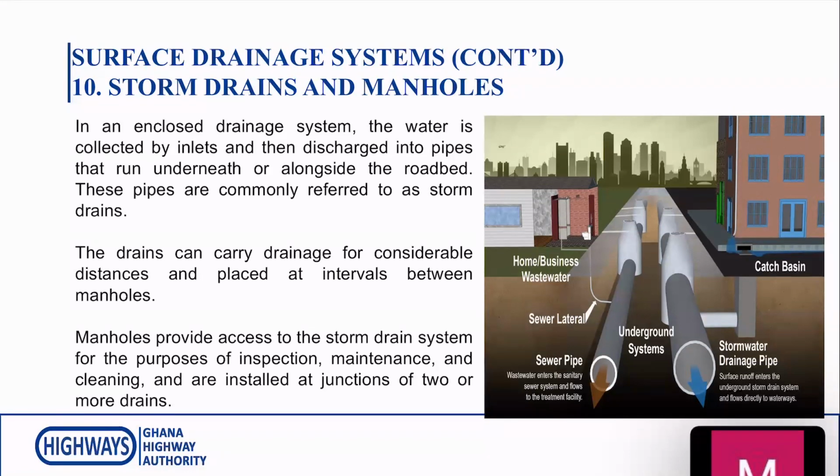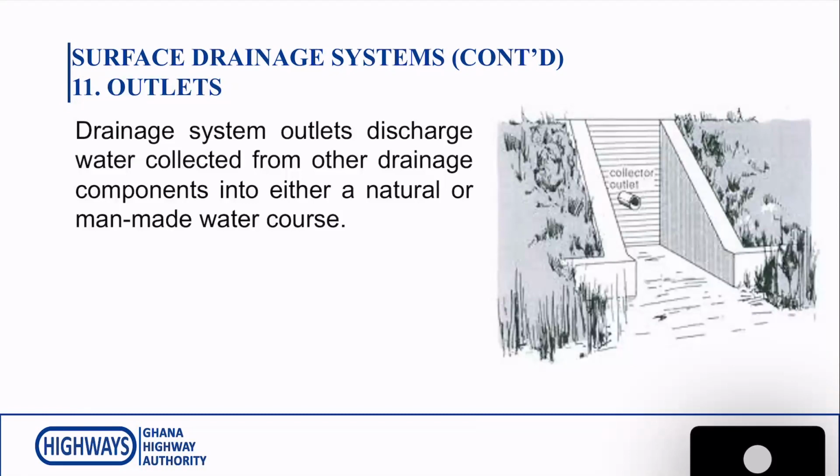Now, manholes are provided to give access to the storm drain system for the purposes of inspection, maintenance, and cleaning, and are installed at junctions of two or more drains. Manholes and these drainage systems are normally found in urban areas, not in rural areas, where you have an enclosed drainage system. The next one of the surface drainage system is what we call an outlet. Now, the outlet discharges water collected from all the other drainage systems into either a natural or a man-made water course.